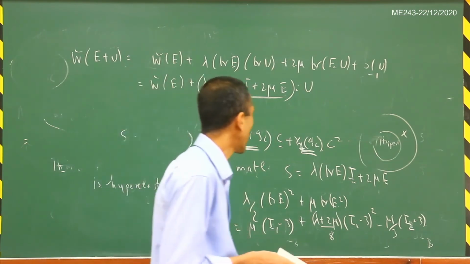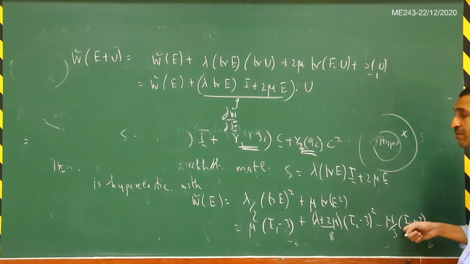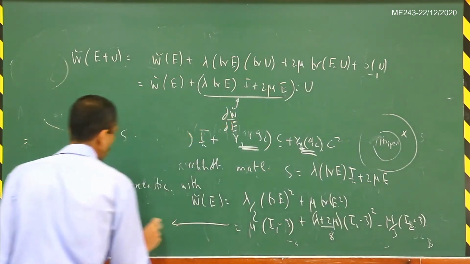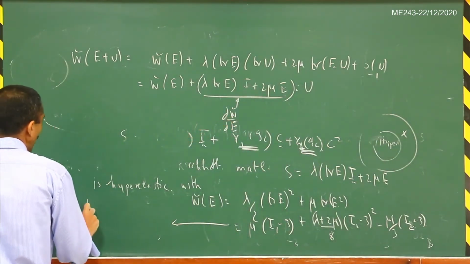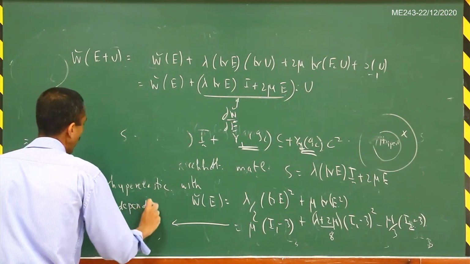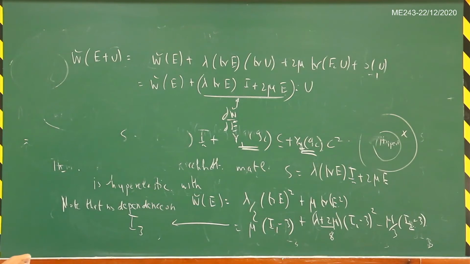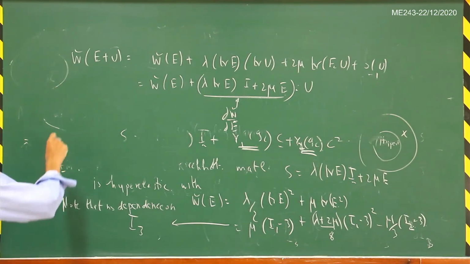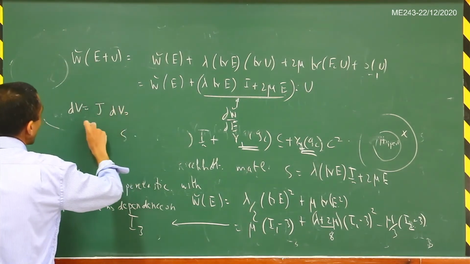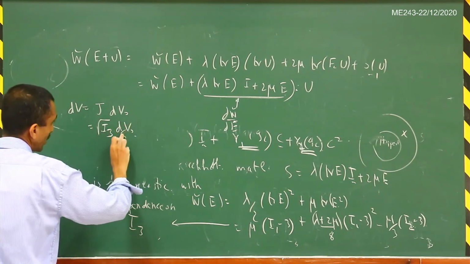So you will see that actually the principal invariant I3 is missing from this one here, right? So there is no dependence here. Note that there is no dependence on I3. And that is actually a very major shortcoming of this particular model, because if you see dV is equal to J times dV naught, and so that is equal to square root of I3 times dV naught, where I3 is the determinant of C.